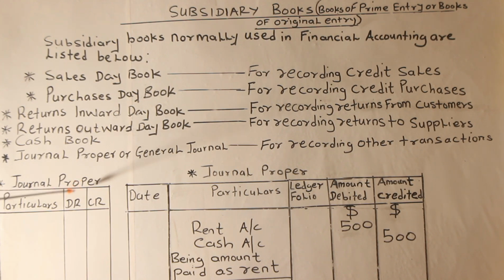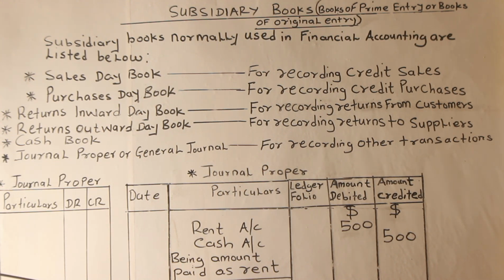What the journal proper does is to show us the account to be debited and the account to be credited in relation to a particular transaction or group of transactions. Now, the particulars is where the transaction is recorded. If such a transaction has a debit balance, the amount involved will be recorded on the debit side. And if it has a credit balance, the amount will be recorded on the credit side. An illustration is shown here.